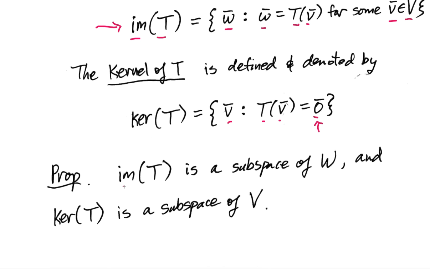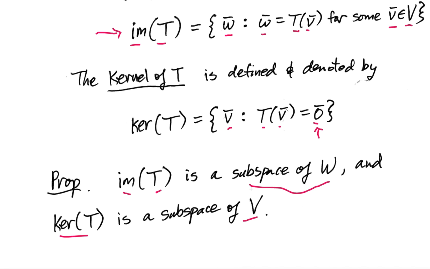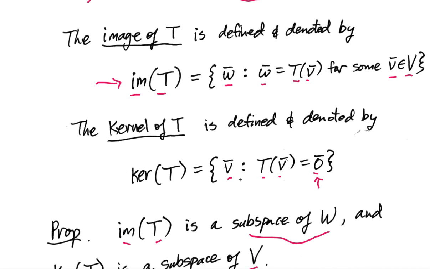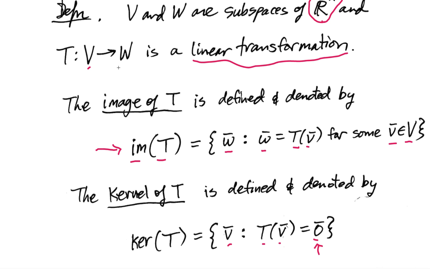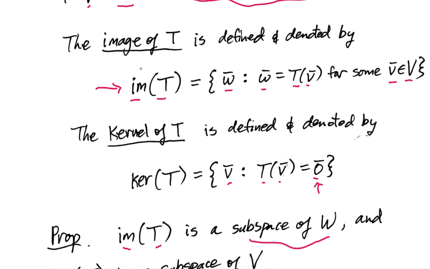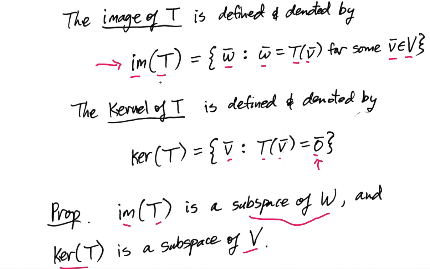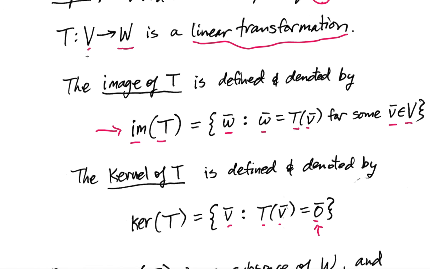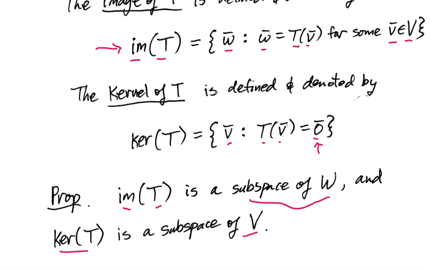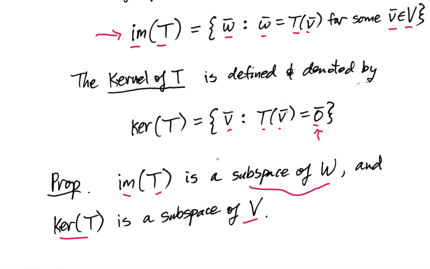The image of T is a subspace of W, and the kernel of T is a subspace of V. So this is saying the range is not only a subset of W, which is obvious, it's also actually a subspace. So that means it's going to be closed under linear combinations. Now, obviously, the kernel would be a subset of cap V there, but it's actually also a subspace, not just a subset. So it, too, has elements closed under linear combinations.